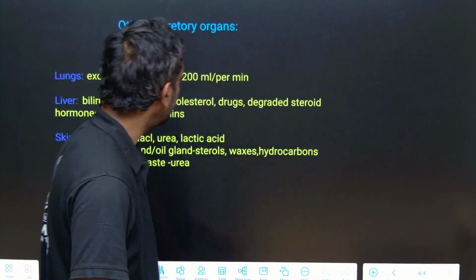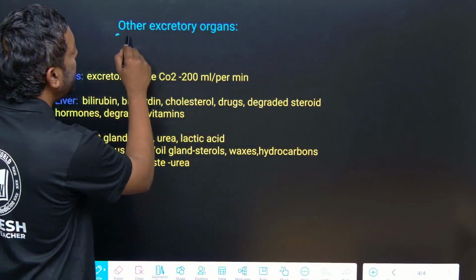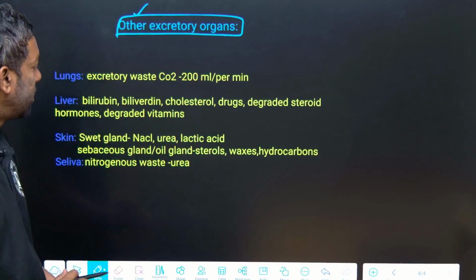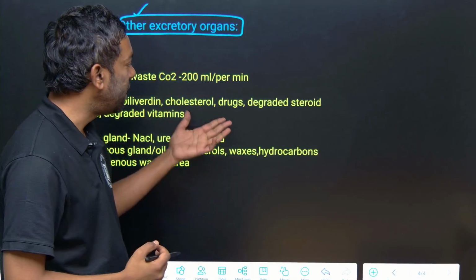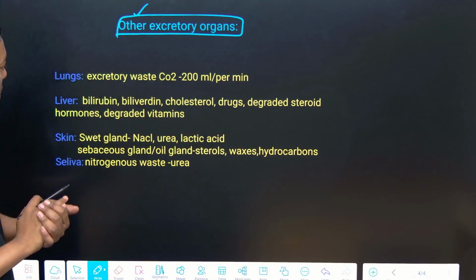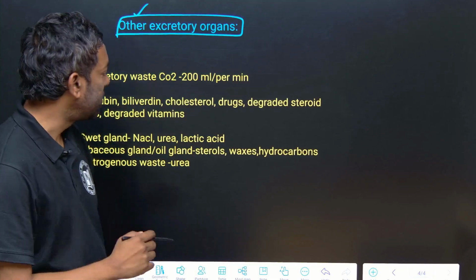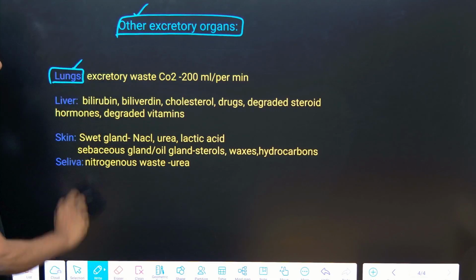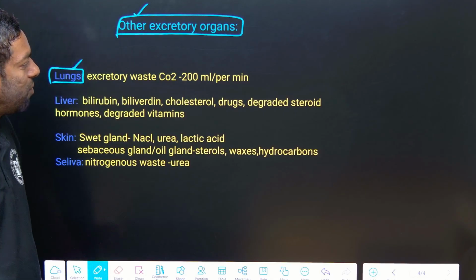Next, other excretory organs involved in the excretion. Apart from kidney, there are other excretory organs also involved in the excretory system. The first one is lungs. What is the function of lungs?